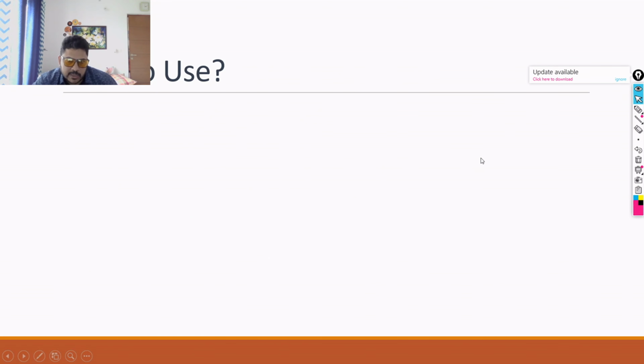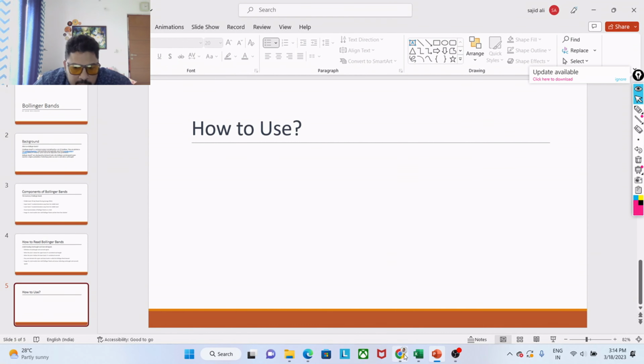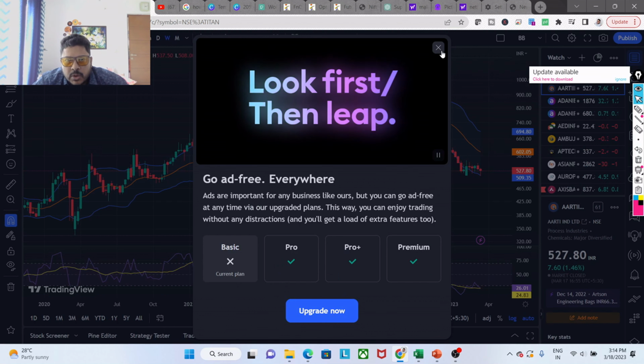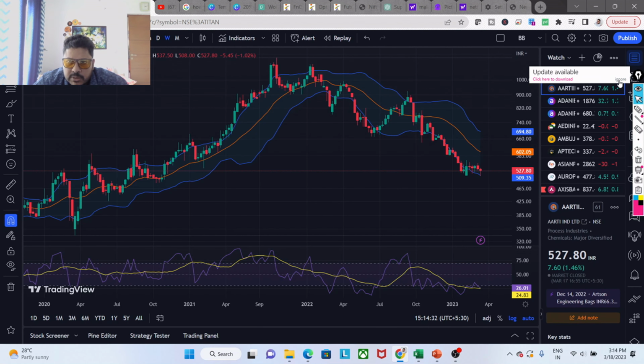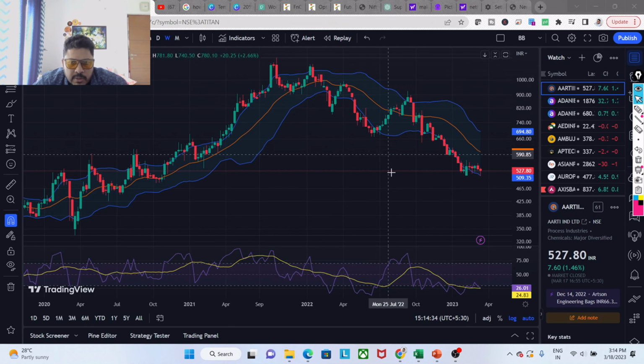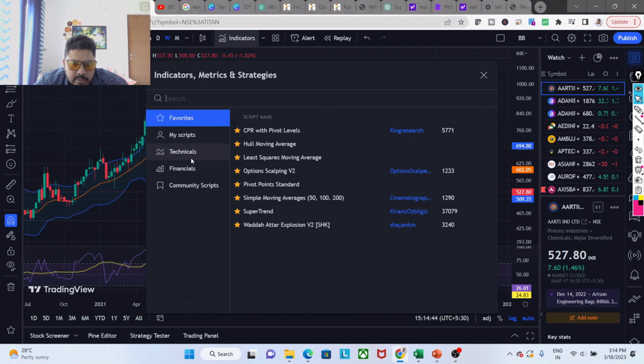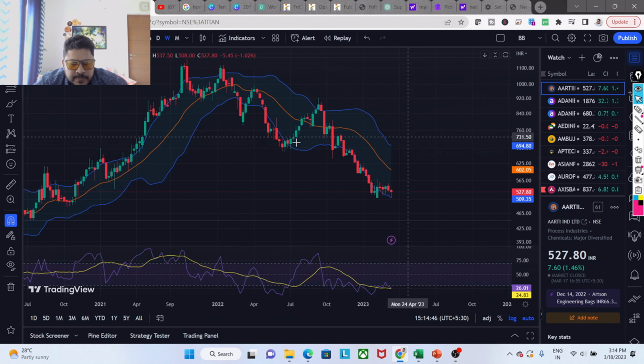How to use is the main category, where we are going to look at the charts and try to understand how to use this in real time. Let me take you to a chart. This is a normal TradingView chart, which is free to open an account, and any of you can open and check. I have plotted the Bollinger Band here. It's a simple indicator. You can search for Bollinger Band and add it. So I have added this Bollinger Band.